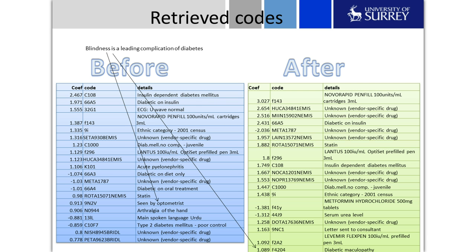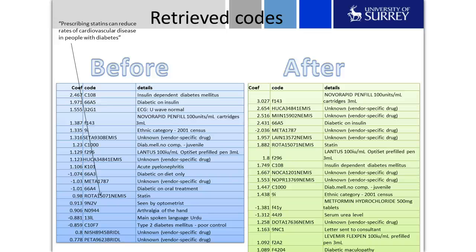Third, we see that some coefficients here are positive, and we see that these are blindness. It says seen by optometrists, diabetic retinopathy, and these are typically common symptoms with diabetes, apparently suggesting that blindness is a leading complication of diabetes, likely to happen to patients with type 1. Now, whether this is the case or not, it is still subject to investigation.